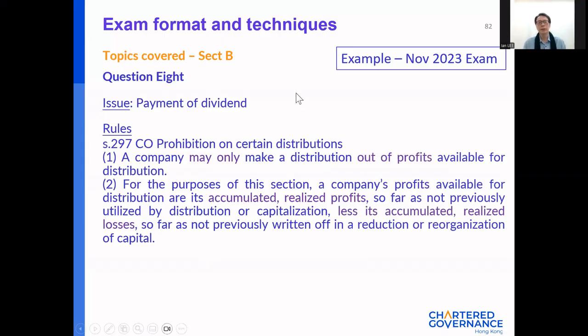Okay, now the third sub-issue is about the payment of dividend. We'll start with Section 297 of the Companies Ordinance. So a company may only make a distribution out of profits available for distribution. For this purpose, a company's profits available for distribution are its accumulated realized profits less its accumulated realized losses. So it's the excess amount on top that you were able to earn from the business of the company. That excess amount, the sharing of the profit, you can use to distribute as dividend to your shareholders.